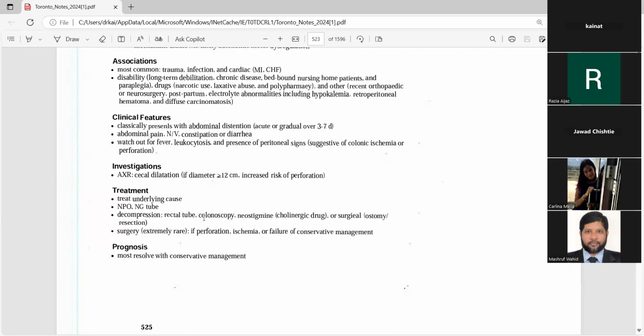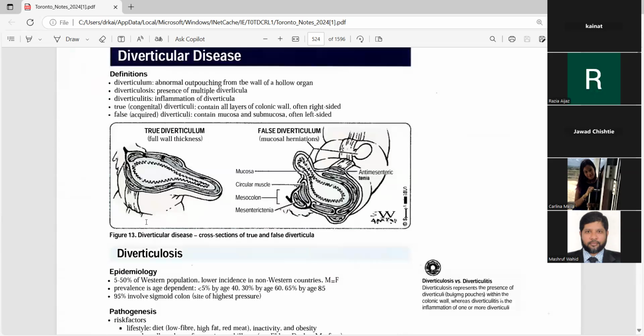NG is important to prevent nausea, vomiting, aspiration, and stuff like that. But at the same time, the rectal tube is the one that's going to help with the decompression. Colonoscopy, neostigmine, and then surgery is basically the one that's going to be done.